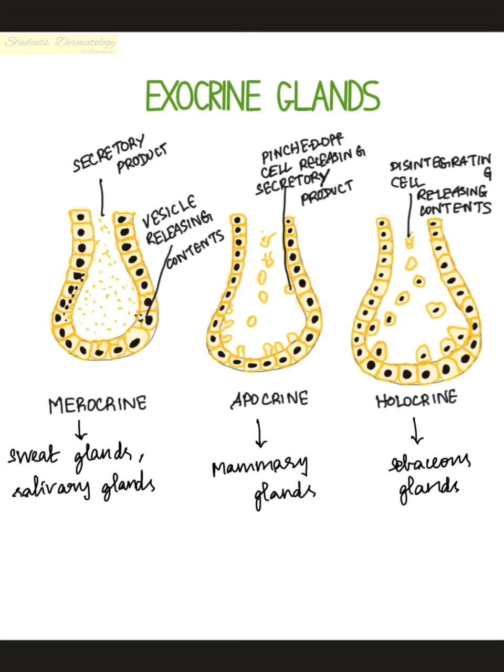So in this video we are going to see about sebaceous glands. Before going into sebaceous gland proper, a few words about exocrine glands. There are three types: one is merocrine, another one is apocrine, and the third one is holocrine.